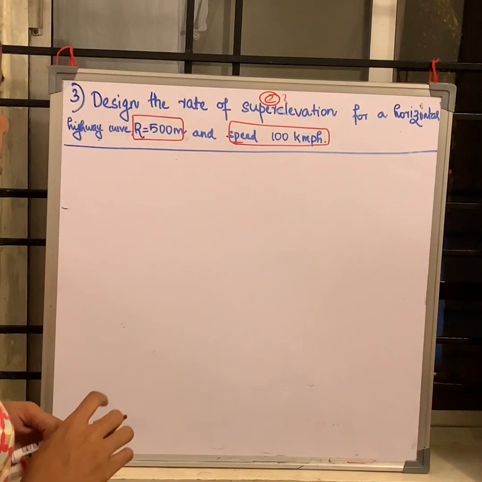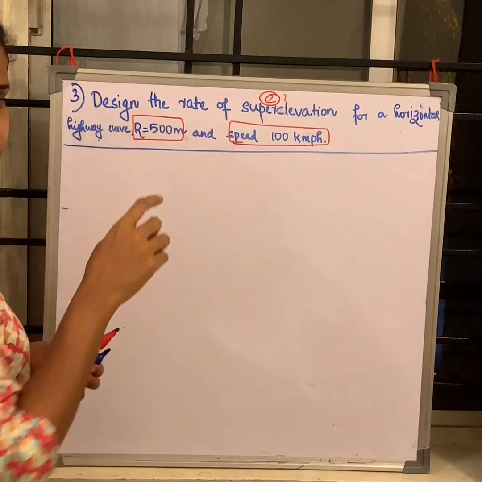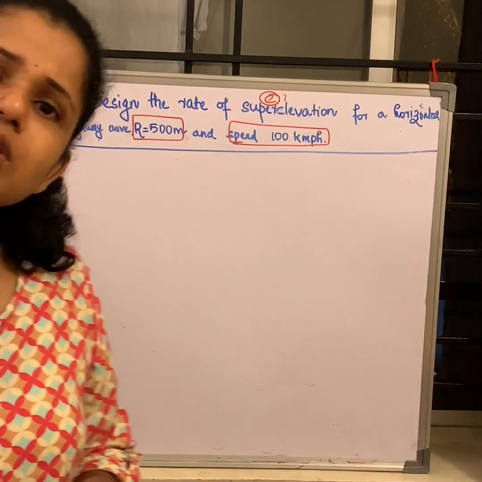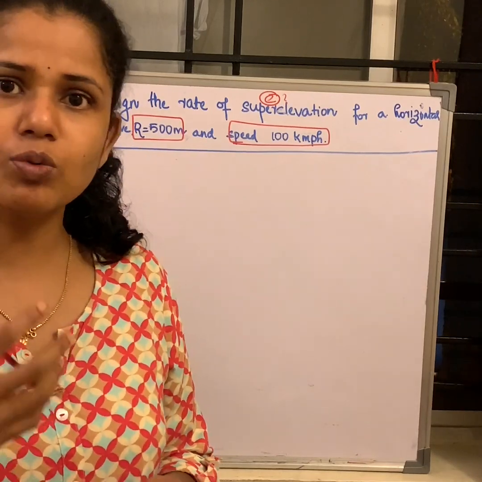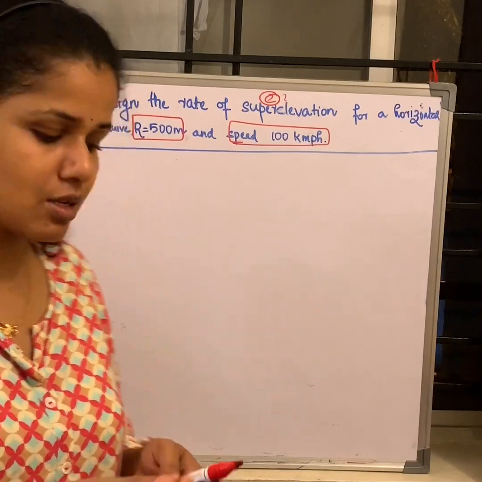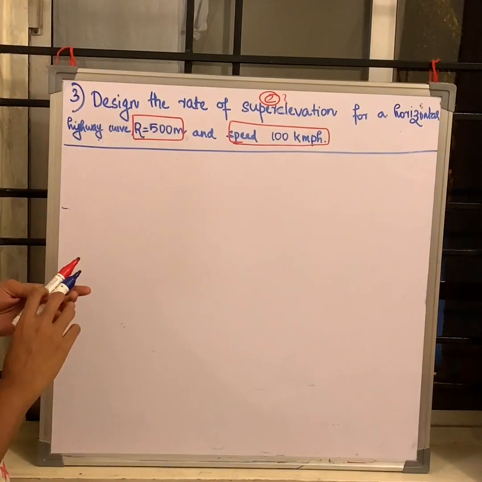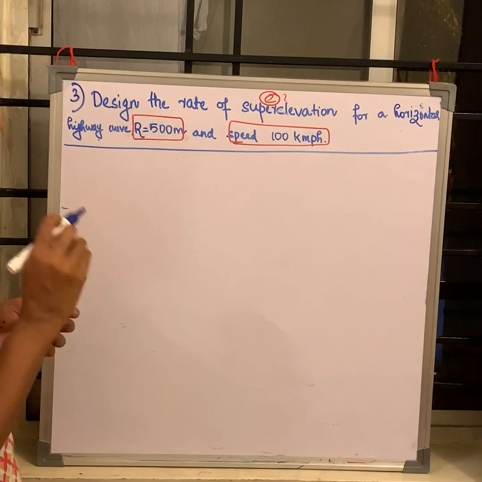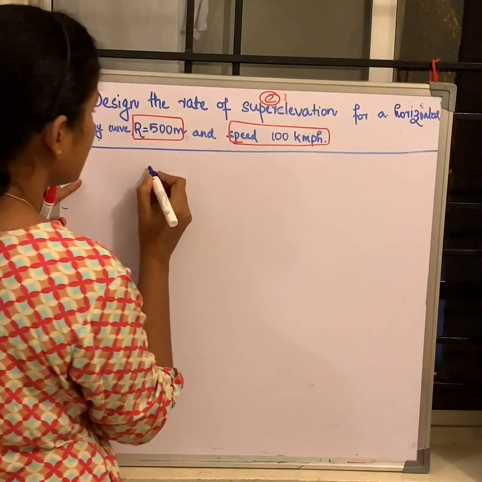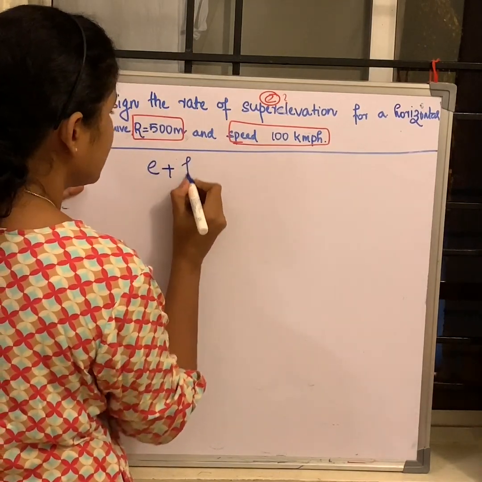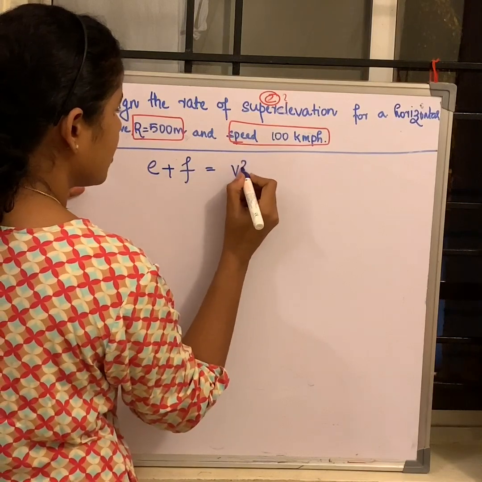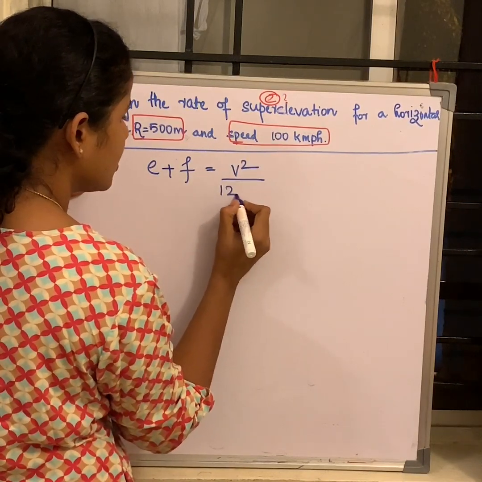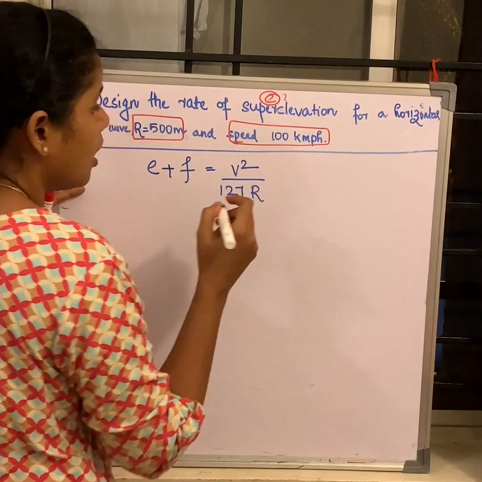Calculate the super elevation for a highway curve. Highway curve generally means a mixed traffic operation. It doesn't have to be explicitly said that it's a mixed traffic condition. So for mixed traffic condition, if I am designing the super elevation, I have the equation e plus f is equal to V square by gR, or V square by 127 R.